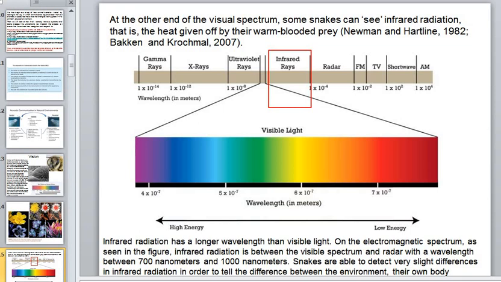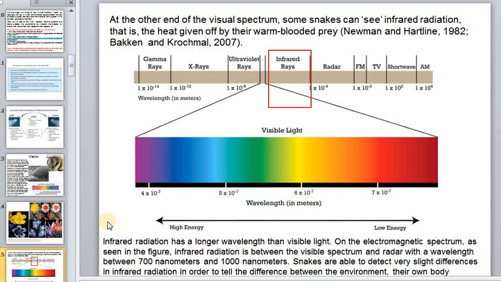At the other end of the visual spectrum, some snakes can see in the infrared region, that is the heat given off by their warm-blooded prey. Infrared radiation has a longer wavelength than visible light on the electromagnetic spectrum, as seen in the figure.